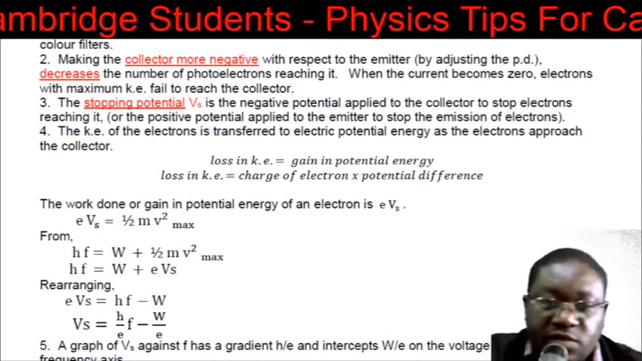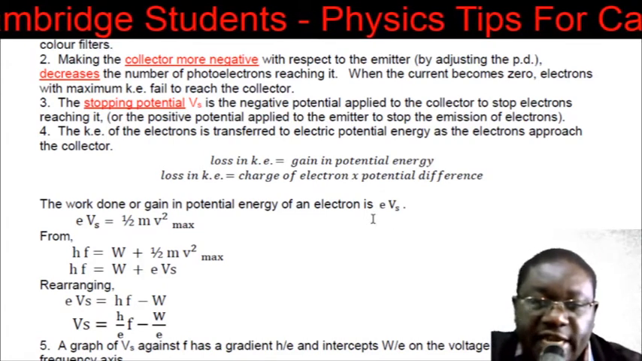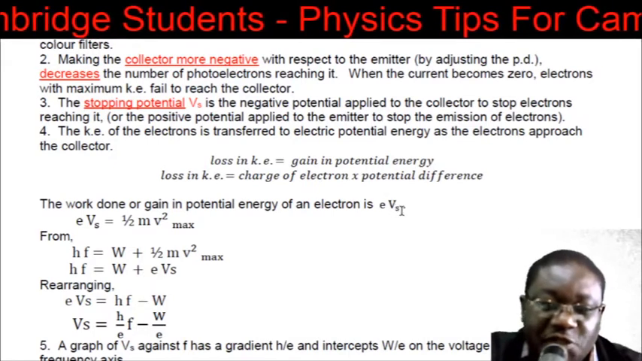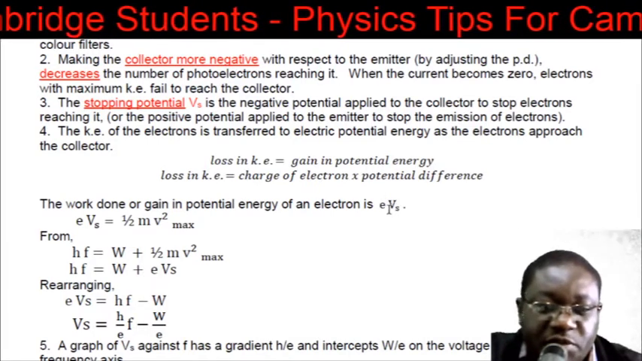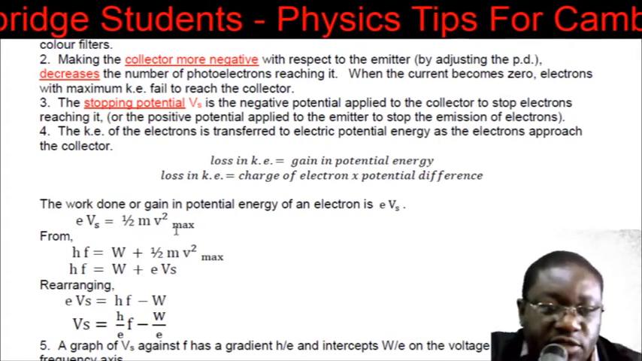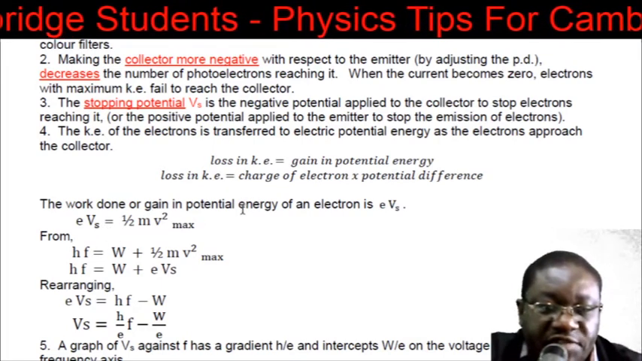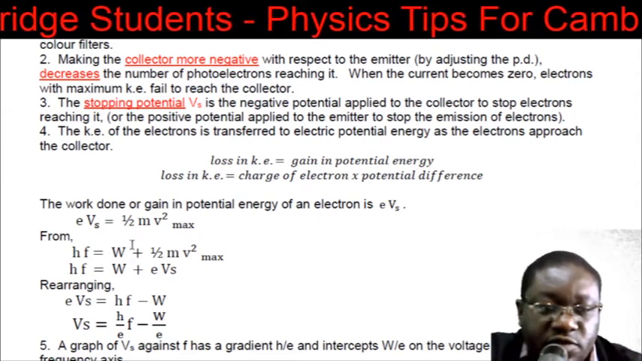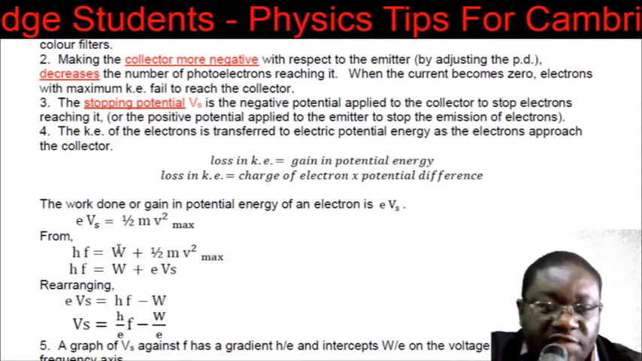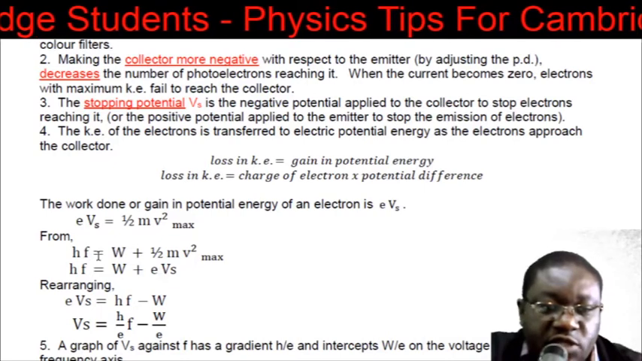Remember, in place of Q we are now putting e because these are electrons. So eV, and this is for electrons with the maximum kinetic energy to be stopped. The potential read off is the stopping voltage. So eV_s is equal to ½mv² maximum. Remember from my previous video, hf is equal to work function plus ½mv² maximum. Work function is hf₀. You remember that.